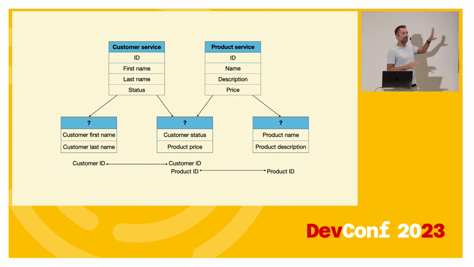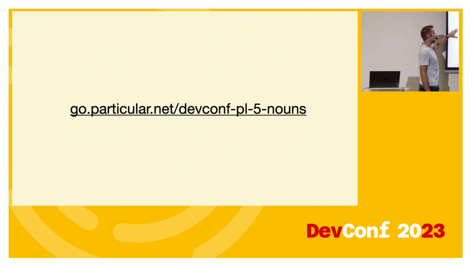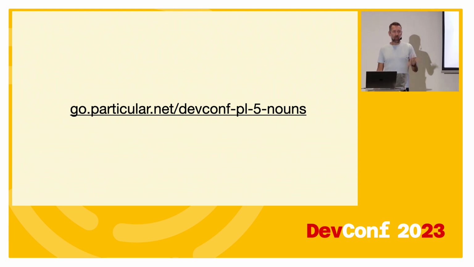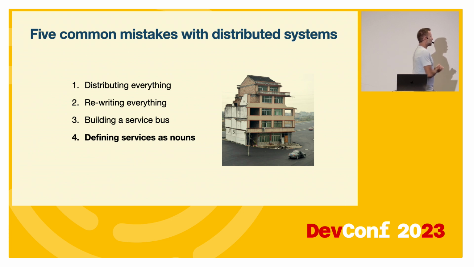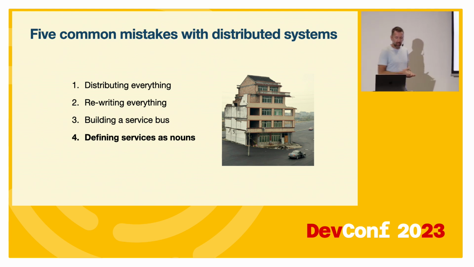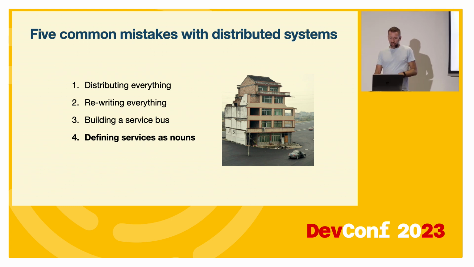Now, I haven't gone into that in much detail at all, but if you want to look at that in a lot more detail, there's another talk I give which does talk about that. If you follow this URL, I talk much more about modeling and service boundaries and that kind of thing. Again, I'll give out the slides after the talk if you don't get the URL now. But that is my fourth common mistake, defining services as nouns, as entities. If you end up with a house service and a road service, you might end up in a mess.